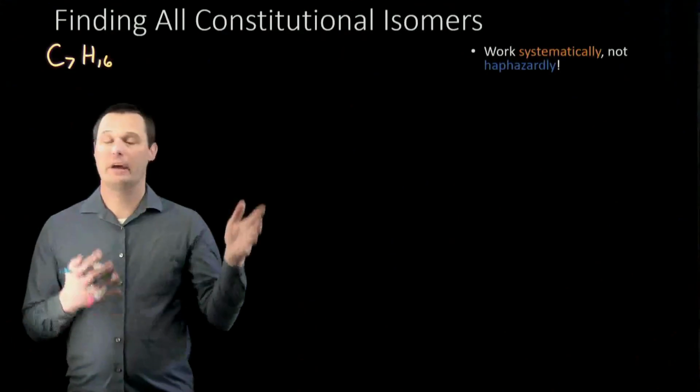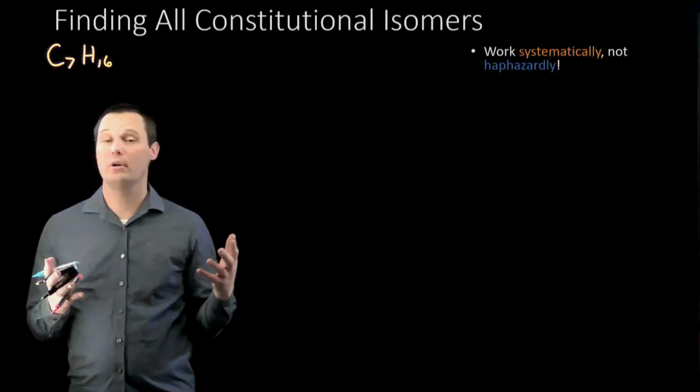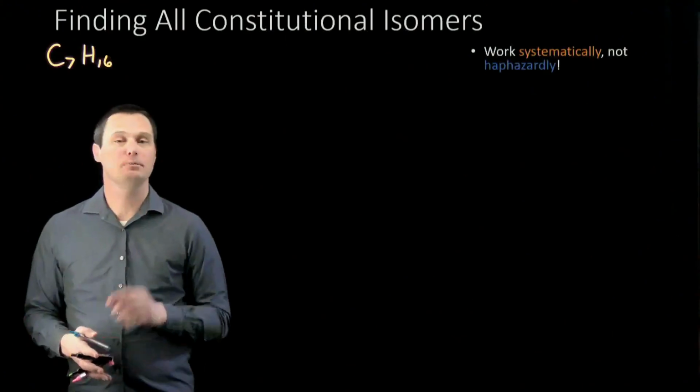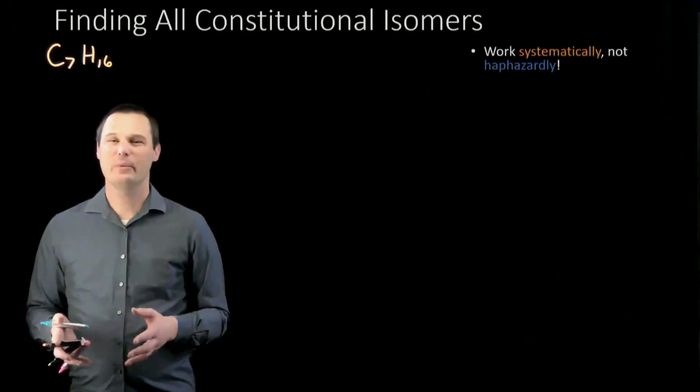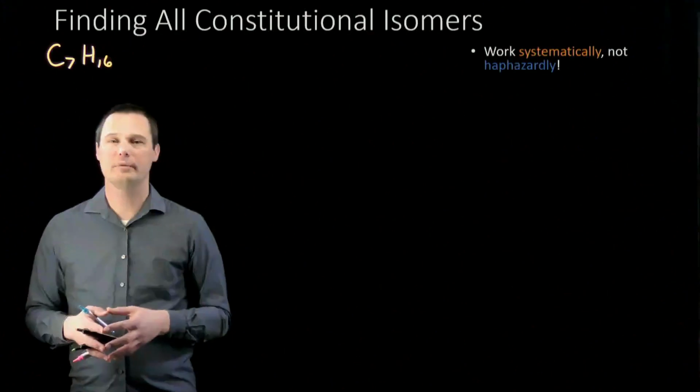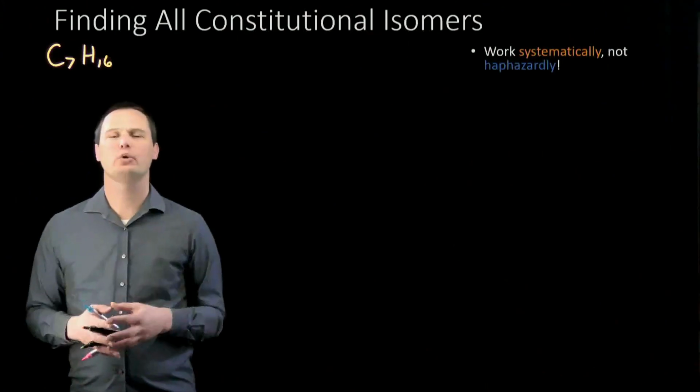If you randomly try and draw a bunch of different structures and hope you find them all, you might not, and you might get pretty frustrated. Work very systematically when you do this exercise. The way to do that is to start with the formula and the number of carbons and ask yourself how many ways are there to arrange 7 carbons.